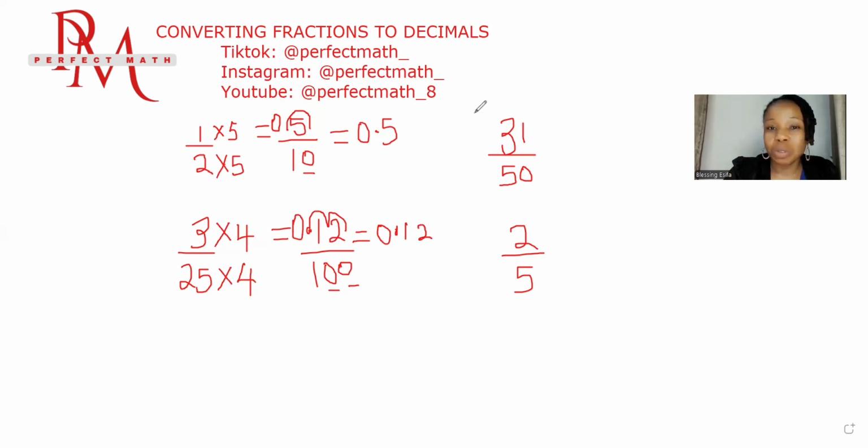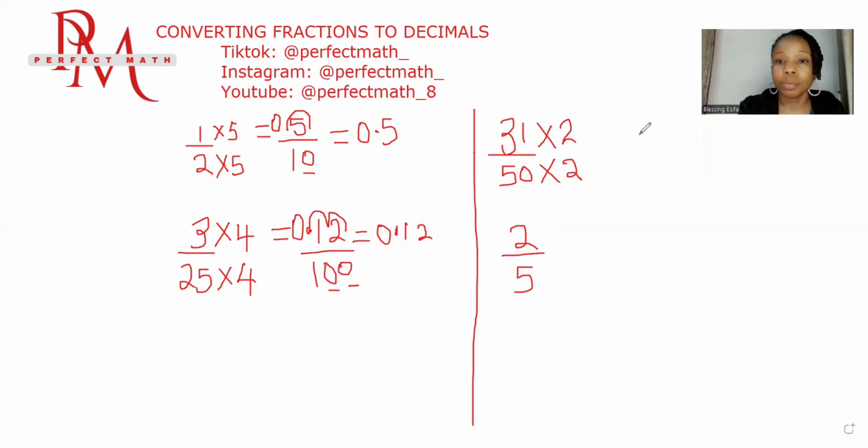All right, let's try this one. I have 31 over 50. Let me demarcate this. Sorry, my line is not straight. So I have 31 over 50. What can I do to 50 to make it into 10? Of course, it can't be changed into 10 because 50 is more than 10. But what can I do to 50 to make it 100? I just have to multiply it by 2. And since I've multiplied my denominator by 2, I have to do the same thing to the numerator.